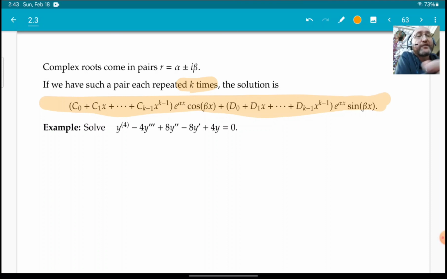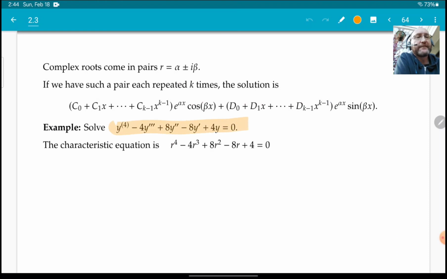I'm again going to get, just like for second order, e to the alpha x times cosine beta x, and the same thing with the sine. And then because it's repeated k times, I can also multiply by all the powers up to x to the k minus 1. Let's do an example.